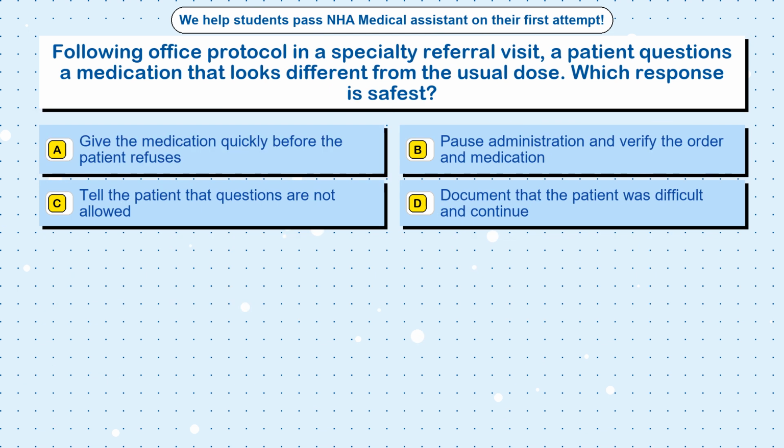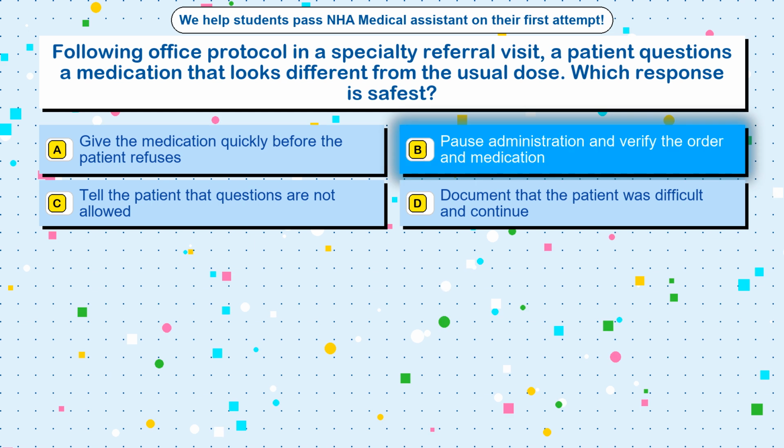Question 7. Following office protocol in a specialty referral visit, a patient questions a medication that looks different from the usual dose. Which response is safest? Option A, give the medication quickly before the patient refuses. Option B, pause administration and verify the order and medication. Option C, tell the patient that questions are not allowed. Option D, document that the patient was difficult and continue.